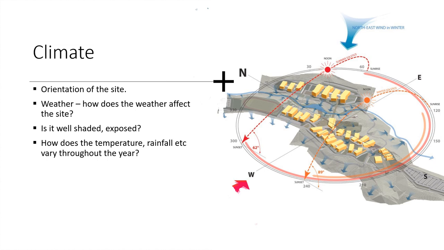I showed a couple of graphs in my tropical design where we show that the temperature ranges from January up to December. So it shows you which is the hottest part of the year, or when is the most rainfall throughout the year.